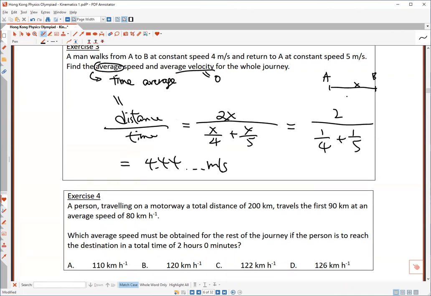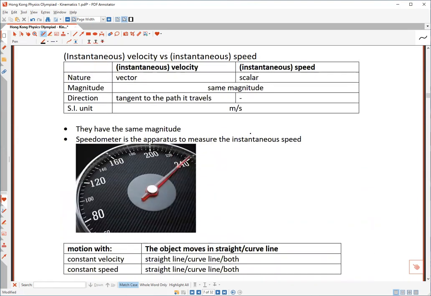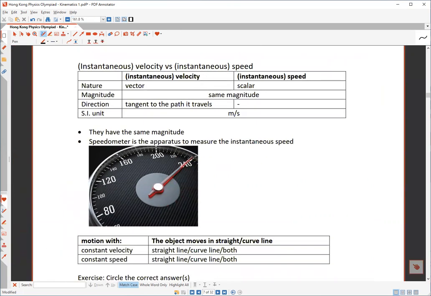Exercise 4, you do it by yourself. It's a much simpler question. Let's move on to talk about instantaneous velocity and instantaneous speed. Whenever you see the word velocity or speed without the term average, it must mean instantaneous. Just to give you the Chinese, instantaneous in Chinese, we use this symbol.